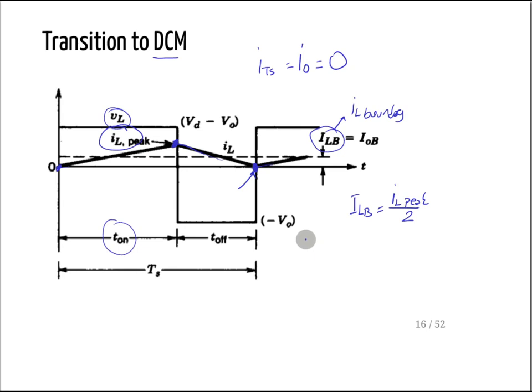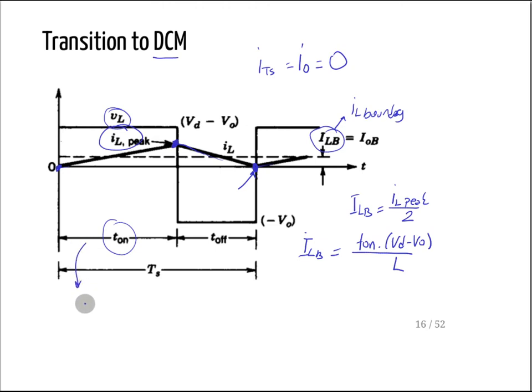So let's write that one. ILB is equal to IL peak divided by 2, and IL peak is equal to T on times VD minus VO divided by L. Why? Let me write it in the long form.